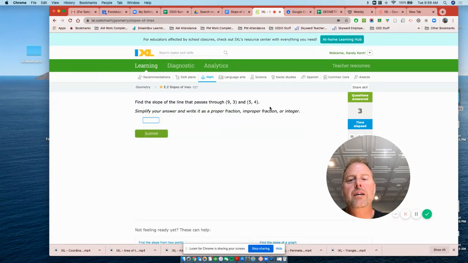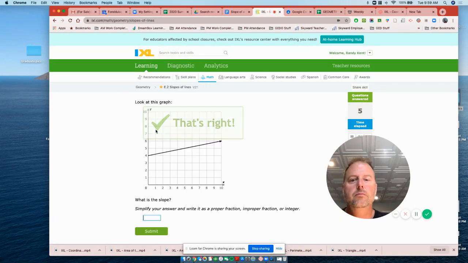Again, slope of the line passing through these points. 4 minus 3 is 1. 5 minus 9 is negative 4. So it'd be 1 over negative 4. 8 minus 15 is negative 7. 9 minus 1 is positive 8. And that should cover most of what you need to know for this one.